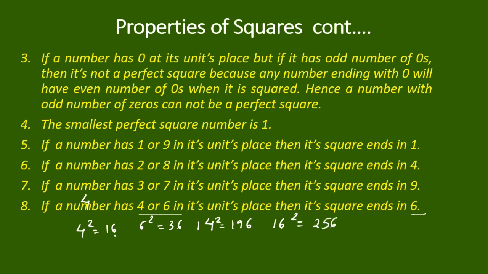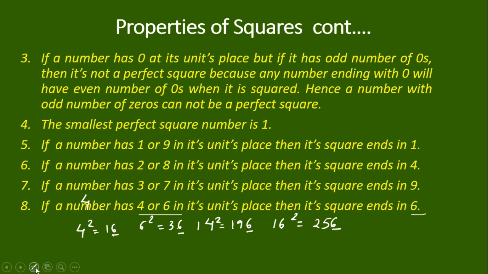So in all these numbers, you can see the number 6 in its units place. So if a number has 4 or 6 in its units place, and if you find the square of that number, then you will see that the square number ends with 6, or the square number will have 6 in its units place. That is what property number 8 is.